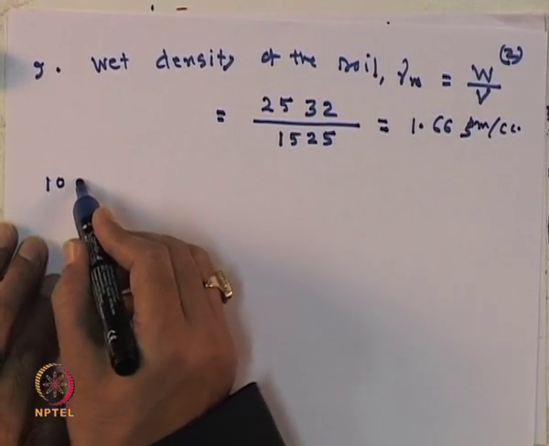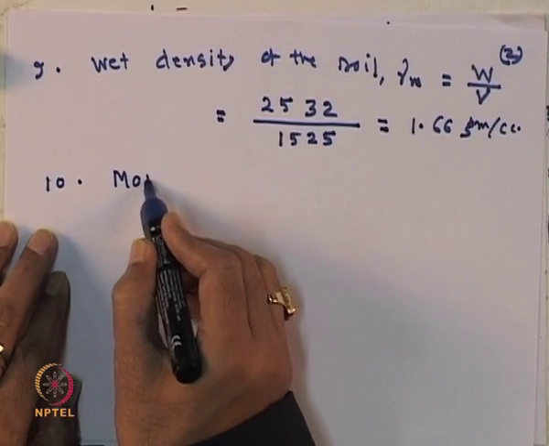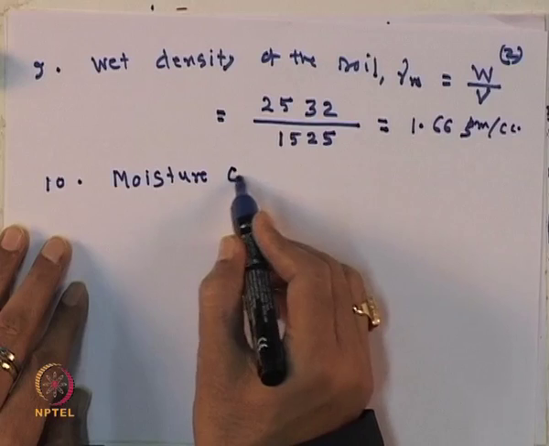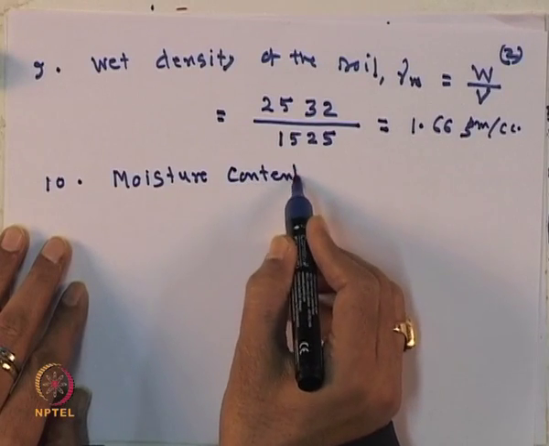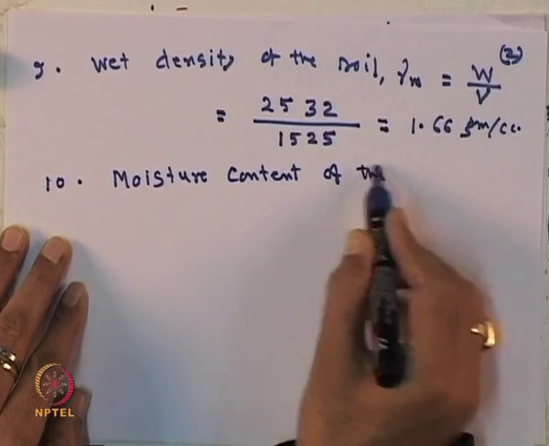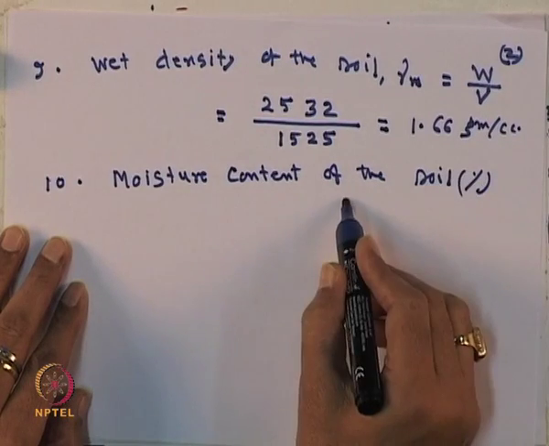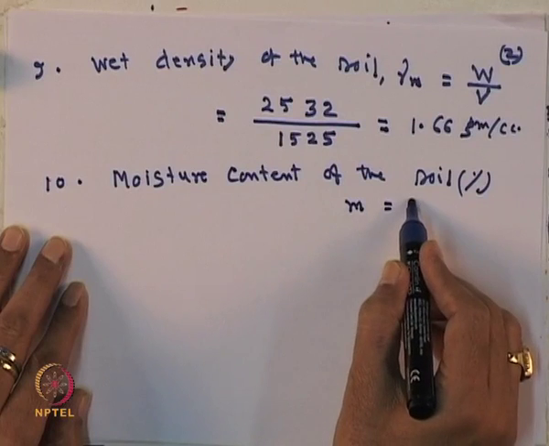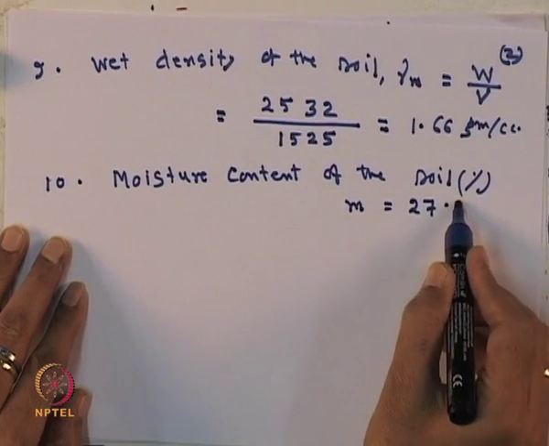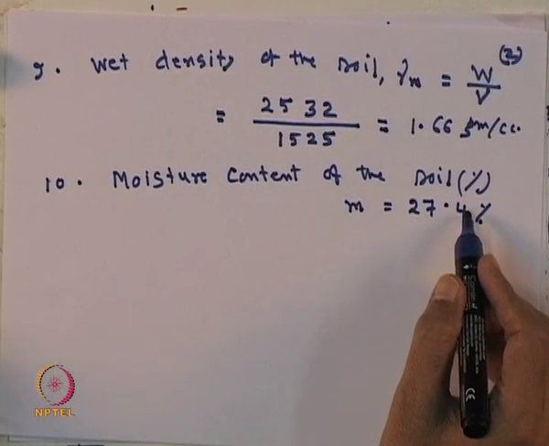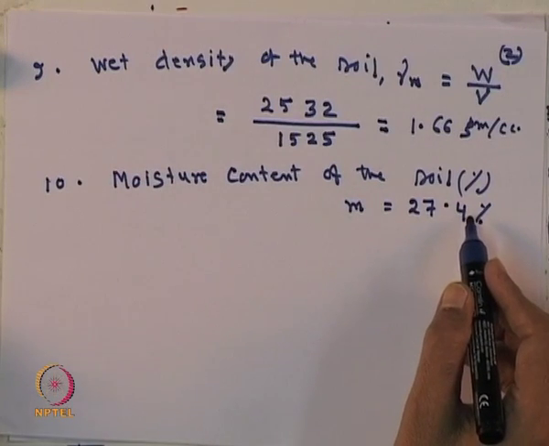And then you can calculate the moisture content. Moisture content of the soil, in percentage. Let us say M is equal to 27.4%. So, you can also calculate this moisture content.